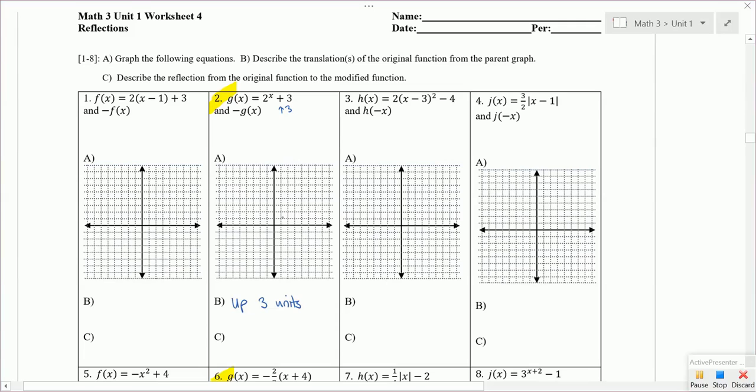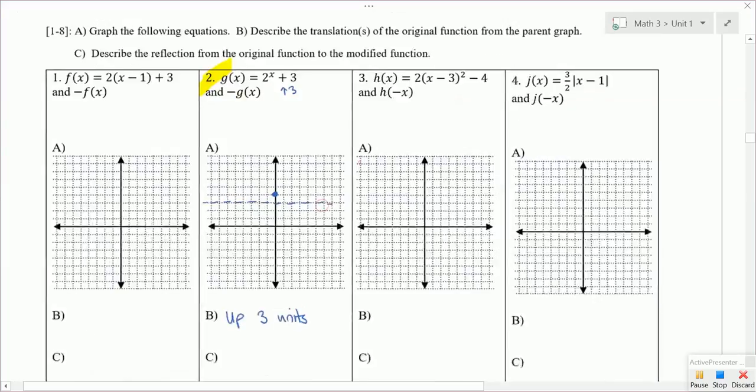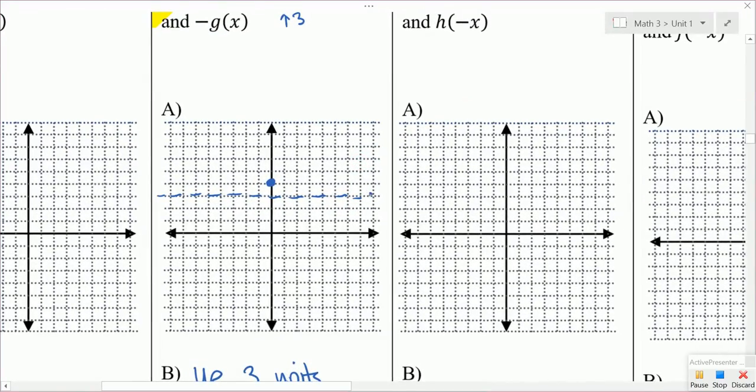And remember, the parent graph of an exponential function does not go through 0, 0. It goes through 0, 1. So from 0, 1, you're going to go up 3 more, so you're going to end up at 0, 4. So 1, 2, 3, so we're right here. And also, the parent graph function has a horizontal asymptote at the x-axis, but we've moved everything up 3, so now the horizontal asymptote is at the line y equals 3.